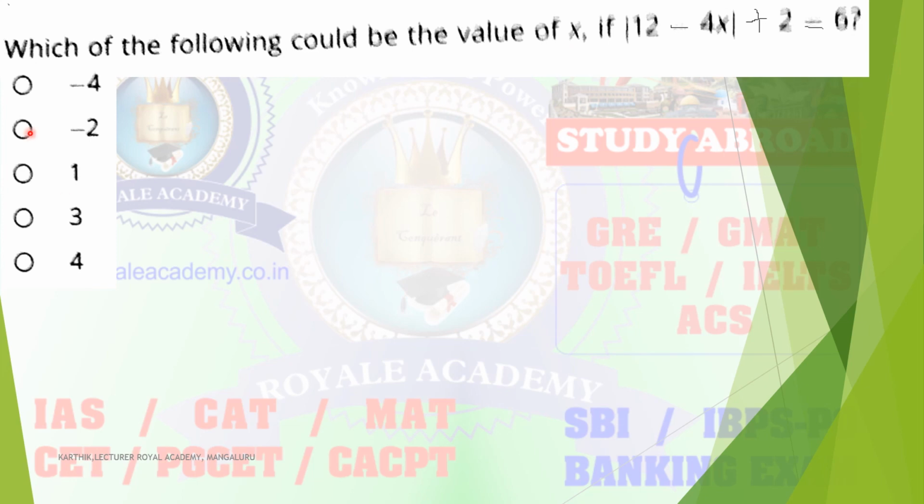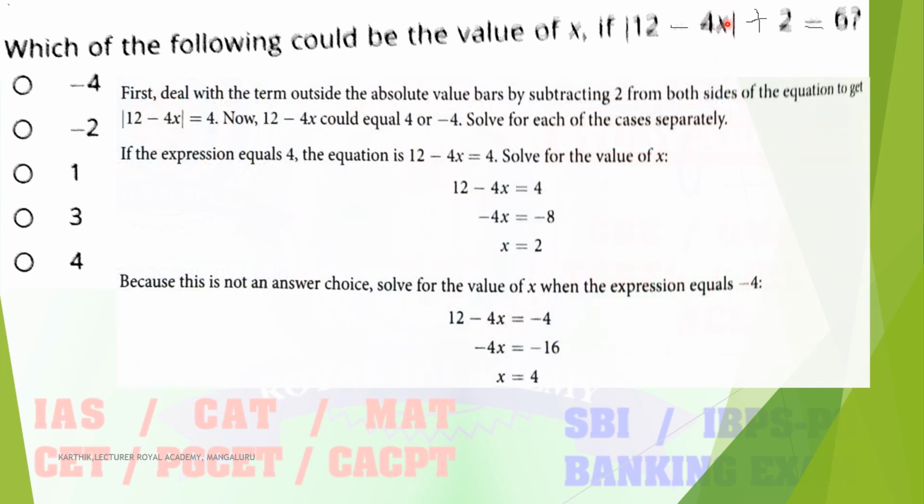These are the options for the value of x. You have to determine the value of x. We don't know what the value of x is here. So how to determine? Two ways are possible. 12 minus 4x, 6 minus 2. This 2 moves to the right hand side. So what happens? 6 minus 2, 4. So the answer is 4.